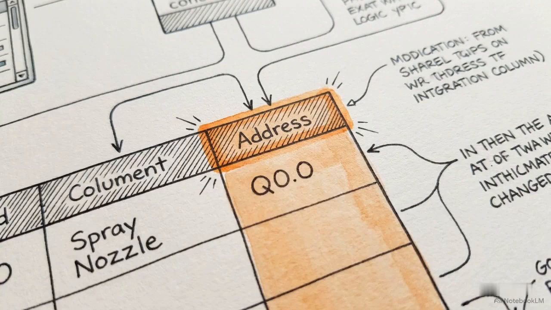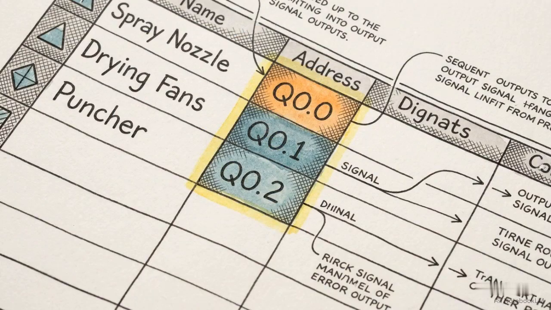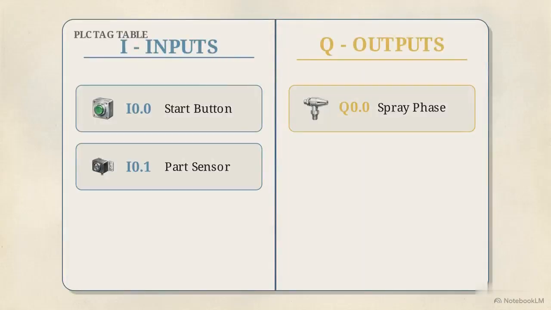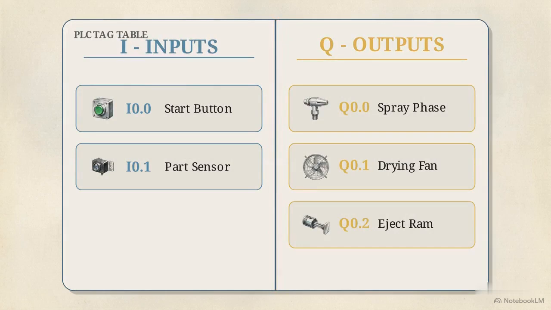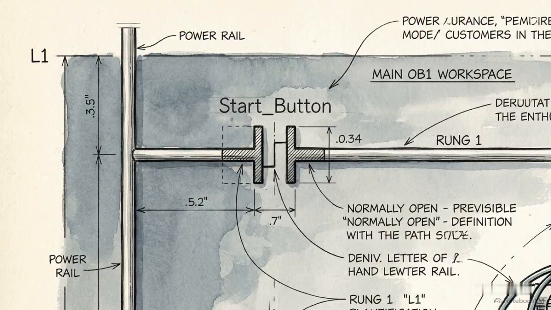Looking at the TIA Portal tag table interface, we now map our physical outputs. Pay close attention to the highlighted address column. The spray nozzle, drying fans, and puncher must all be designated with a Q address, starting with Q0.0, to tell the PLC these are outward actions. Strictly separating your I inputs from your Q outputs in this table prevents logic routing failures before you even draw your first rung. Move to the main OB1 block to draw our ladder diagram.